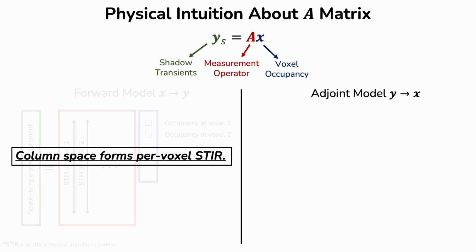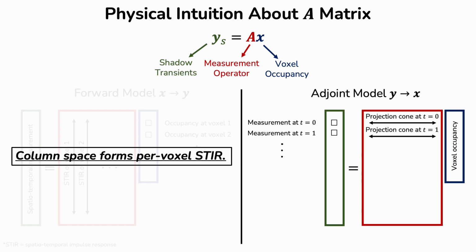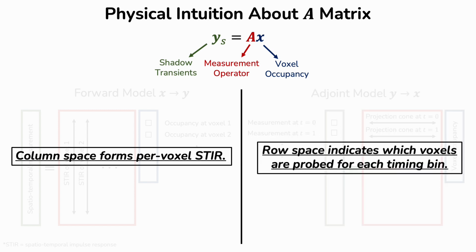The adjoint model, on the other hand, from y to x, tells us that we have these voxel occupancies, and we want to determine which of these voxels have been probed at each time. Therefore, the row space of A tells us the projection cone along each timing bin, and tells us which voxels have been probed for each timing bin.